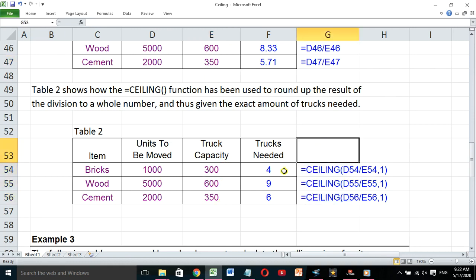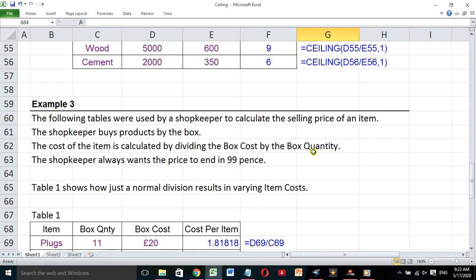How does it work? Equal to CEILING within brackets D54 divided by E54, 1. And this is the answer, 4. Same, D55 divided by E55, 1. This is the answer, same, this is the answer. You can write down this formula in your copy. Now I will go to example 3.